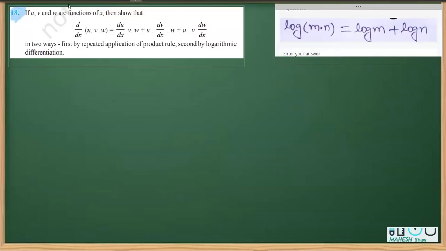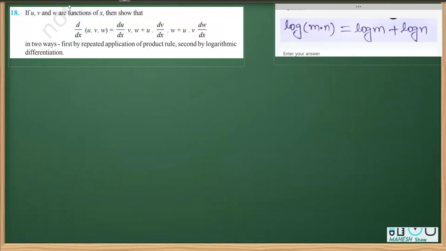This is example number 18 from chapter 5, exercise 5.5. Now, in this question, it's given that if u, v, w are functions of x, then we have to show that d by dx of u·v·w is du by dx times v·w plus u times dv by dx times w, and similarly, we have this to prove.